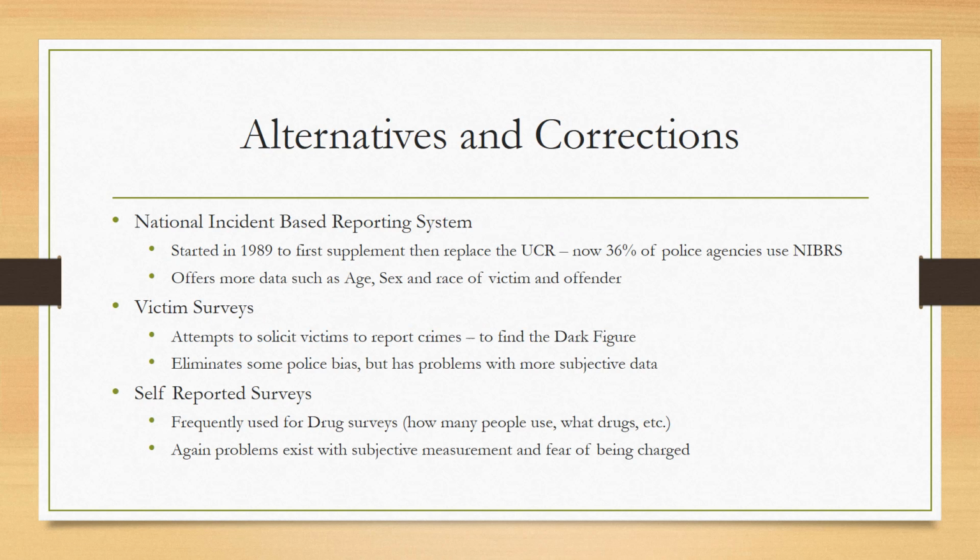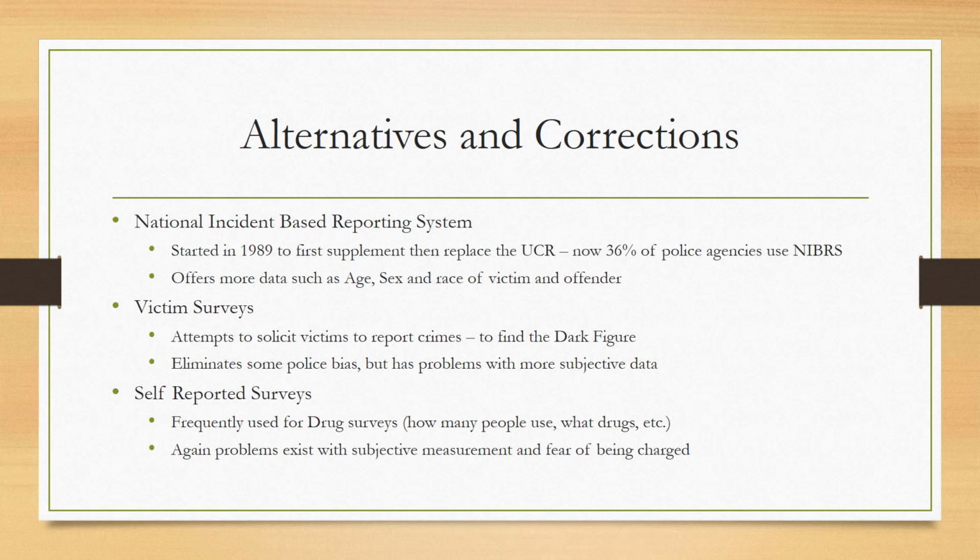So, there are alternatives to this. The big alternative is, let's fix the UCR. Starting in 1989, we began to supplement the UCR with what's called the National Incident-Based Reporting System, although everybody still calls it the UCR data. One of the things it did is it started to ask for more information. Don't just tell us the report that there was a murder. Tell us what was the age, gender, and race of the offender, if you caught him, and the victim.